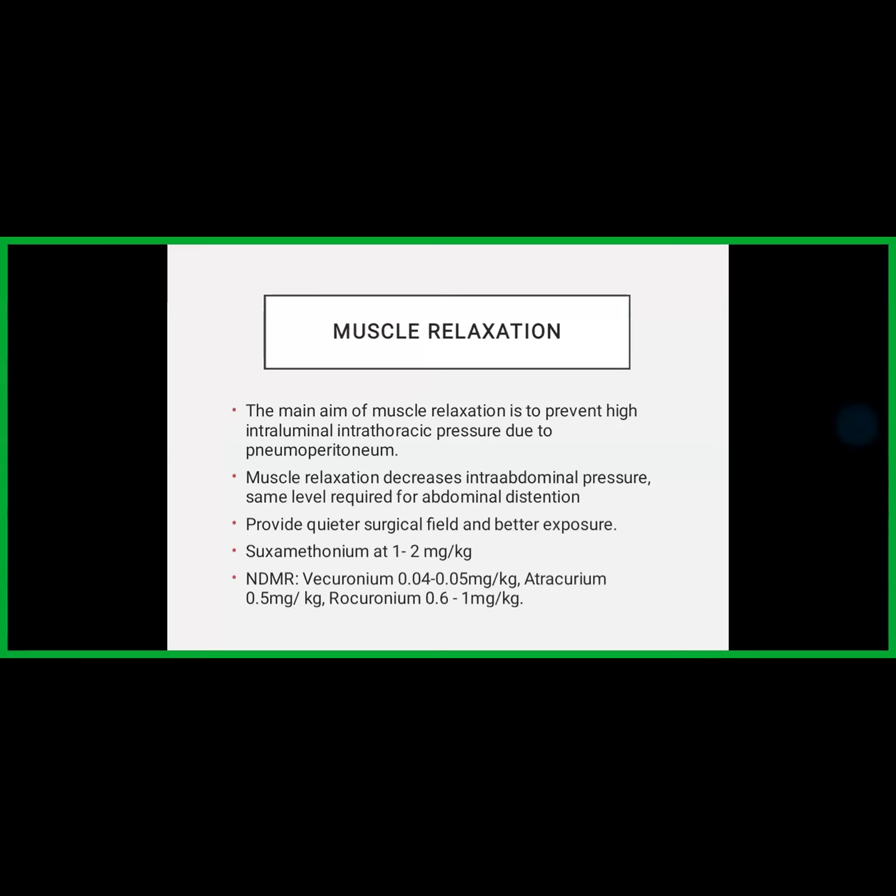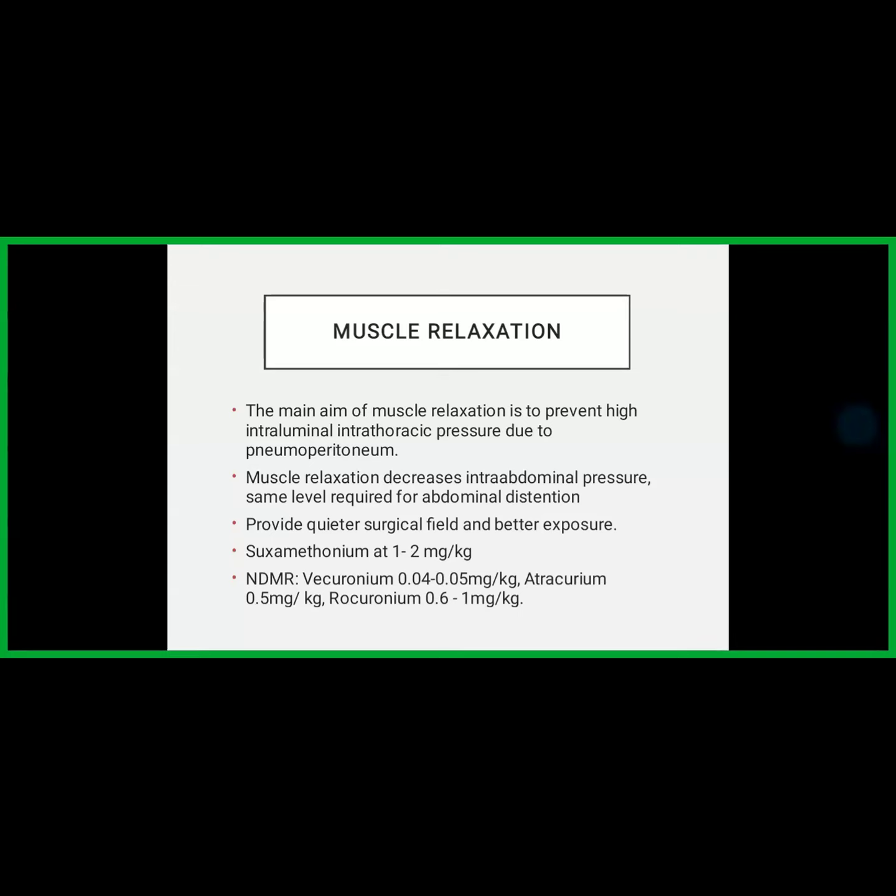Then the main aim of muscle relaxation is to prevent high intrathoracic pressure and also to give better surgical operating conditions. The muscle relaxation decreases the intra-abdominal pressure required for abdominal distension. It also gives a quieter surgical field and also gives a better exposure. For intubation, suxamethonium can be used at 1 to 2 milligram per kg. Then for maintenance of neuromuscular blockade, with non-depolarizing neuromuscular blockers, the choice is dependent on the patient that is coming for surgery.